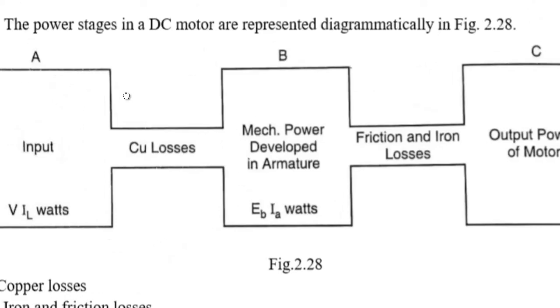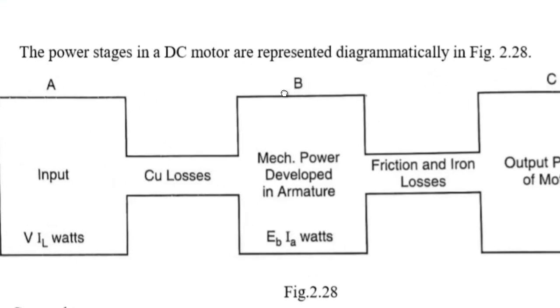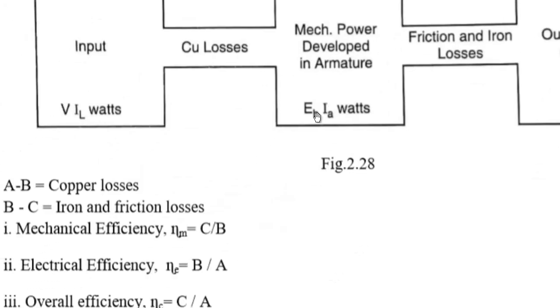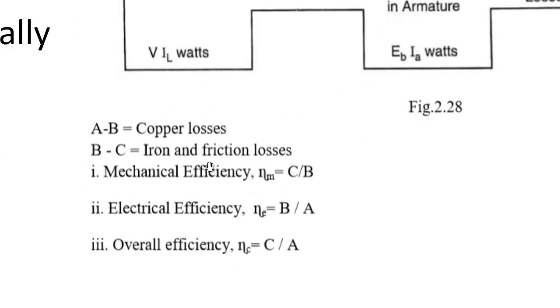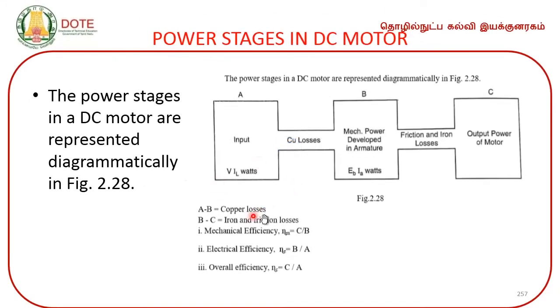So, this is block A, block B, then block C. Now, A minus B will give you the copper losses, B minus C will give you iron and friction losses. The mechanical efficiency is given by eta m equals C by B, electrical efficiency is B by A, and the overall commercial efficiency is given by block C by block A.